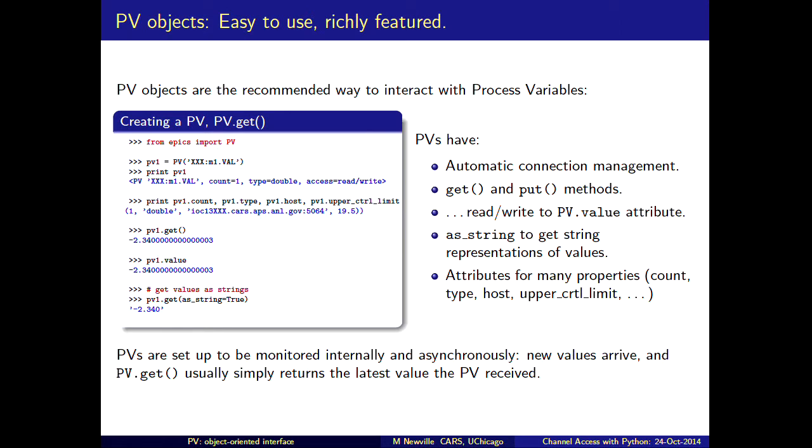Again, PVs are set up to be monitored internally and asynchronously. That means that the value might change between one call and the next, and you won't necessarily know that it's changed until you ask for the next value. You can ask to be told when the value is changed. I'll get to that in a second. And get simply returns the latest value that the PV received.